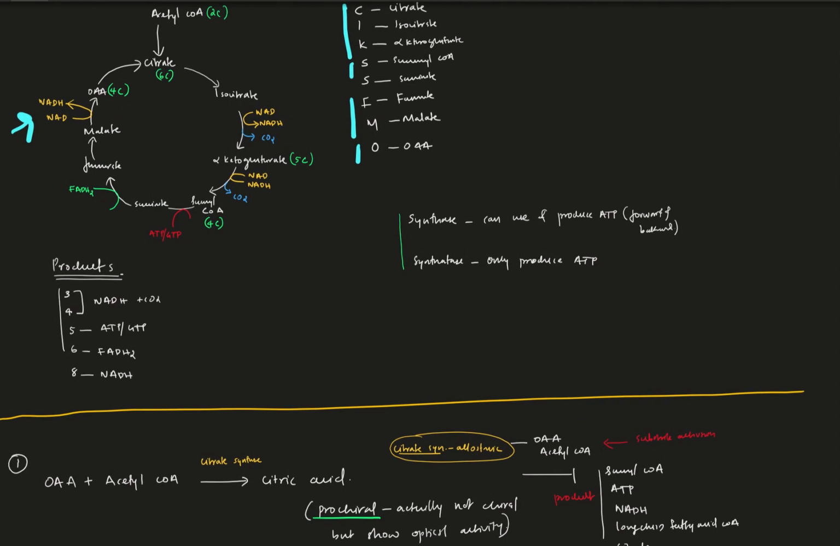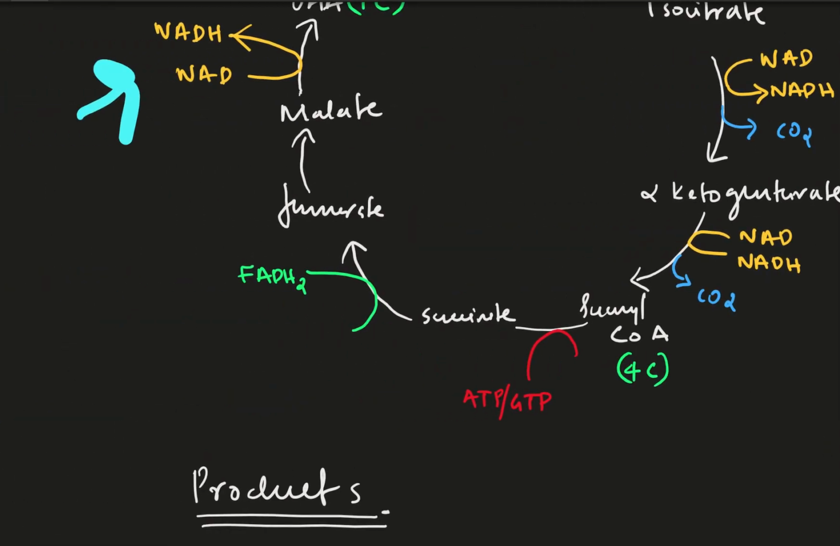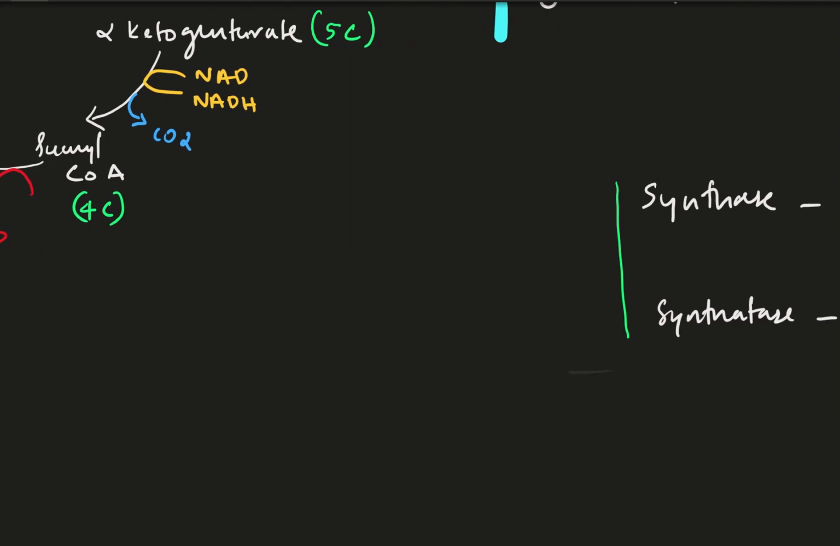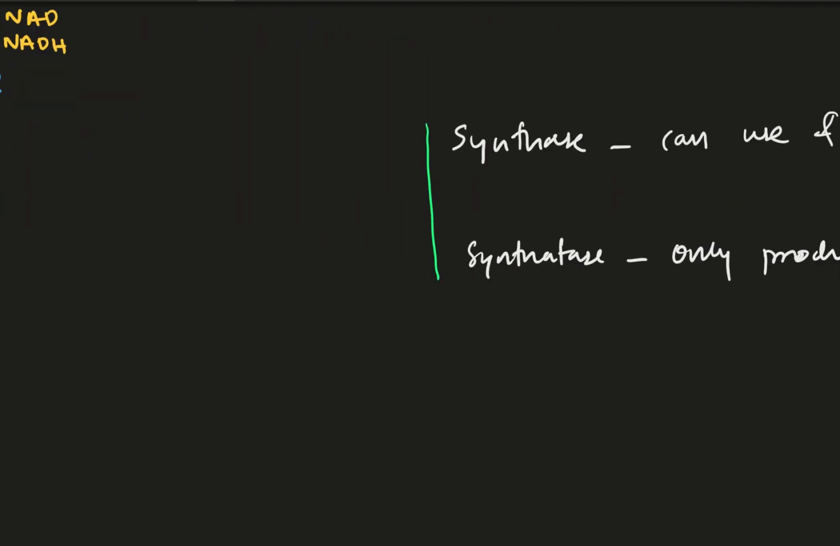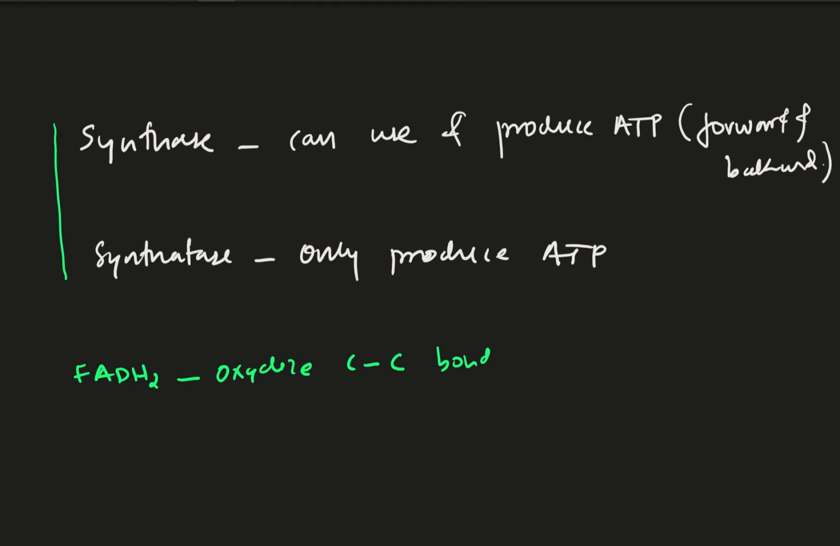Before going into detail, one thing we should remember is why FADH2 is used here, not NADH. That is because FADH2 is focused on the oxidation of the carbon-carbon bond. FADH2 oxidizes carbon-carbon double bonds and triple bonds mainly, so we can say carbon-carbon bonds.